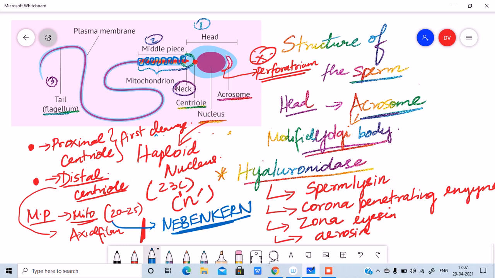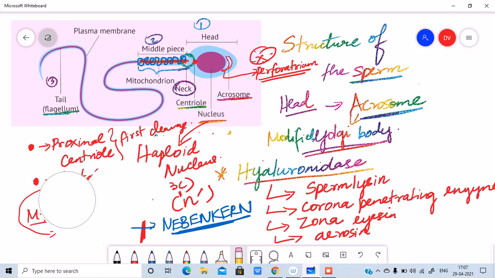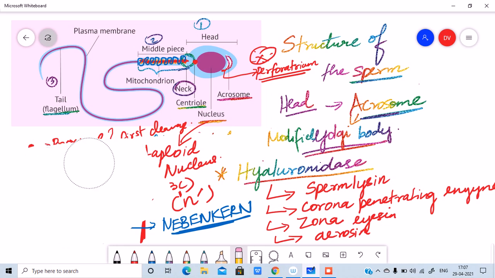Alright? So now that we have completed the centriole, coming to the middle piece, as I told you, it consists of the mitochondria, 20 to 25 mitochondria. And what is the function of the mitochondria? To provide energy. So let me erase this so that we keep the slide neat and clean.